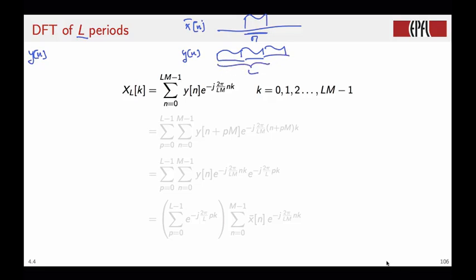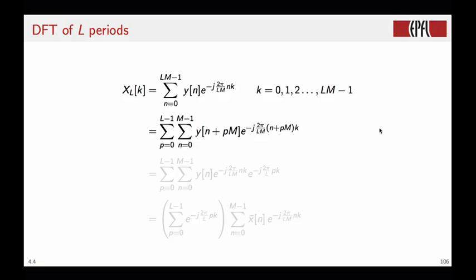The Fourier transform of y of n is simply given by the sum for n that goes from 0 to LM minus 1, LM being the length of this signal now, of y of n times e to the minus j 2 pi over LM times n times k, and k ranges from 0 to LM minus 1. So this is standard stuff. The only difference is that the length of our signal is LM.